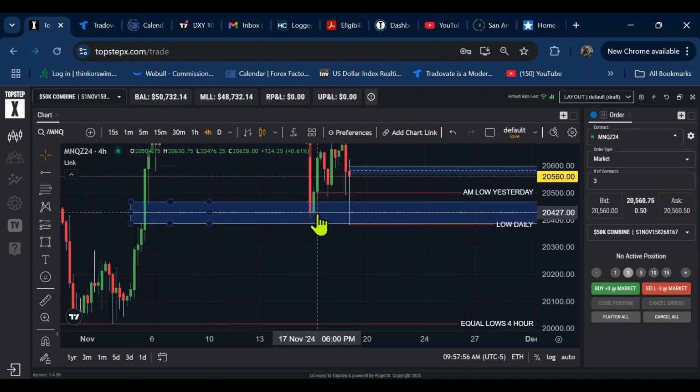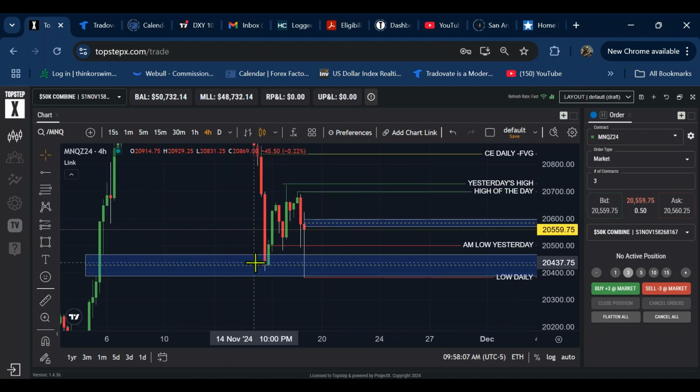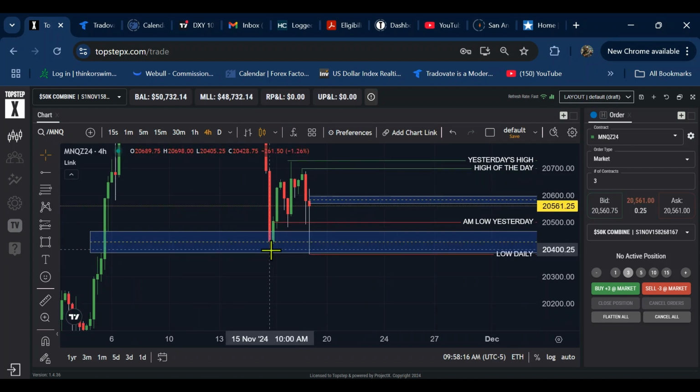We respected it. We wicked through it, but the bodies is what we're interested in. The bodies tell the narrative. So we wicked into this thing, and then we rejected off of it, and we came back up. That's kind of a point of interest for me. Today, we wicked that out, and we're going back up.